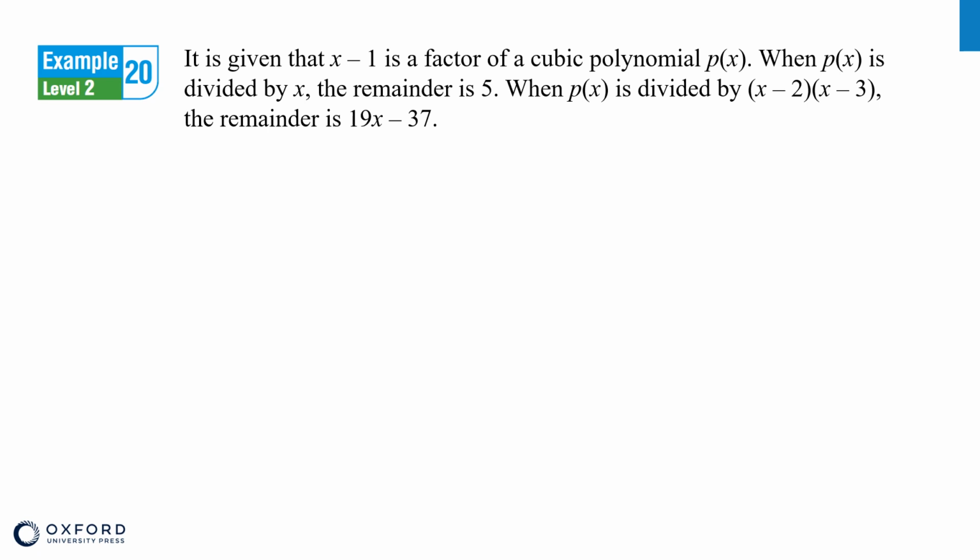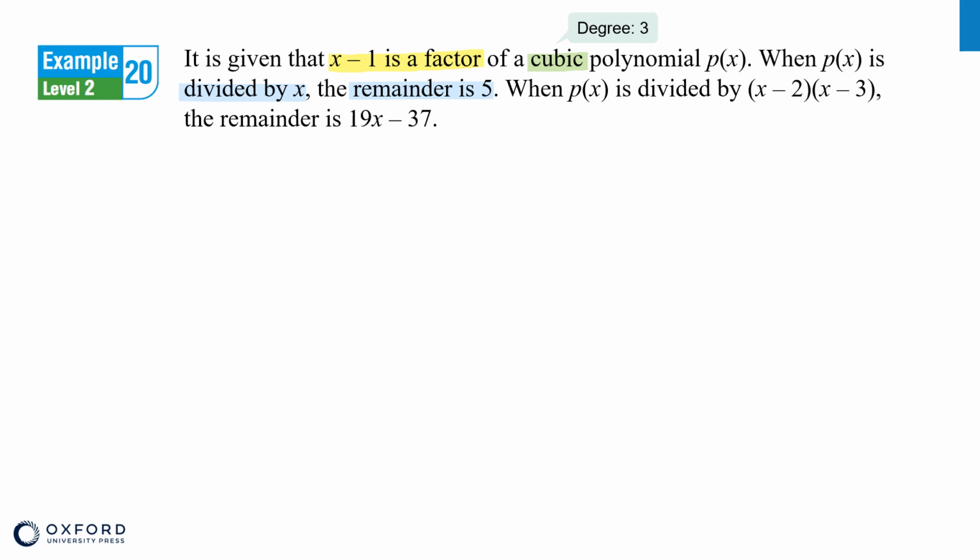This is an integrated question involving the division algorithm, the remainder theorem, and the factor theorem. Let's see what the question tells us. First, x minus 1 is a factor of p of x, which is a cubic polynomial, meaning that its degree is 3. Next, when p of x is divided by x, the remainder is 5.